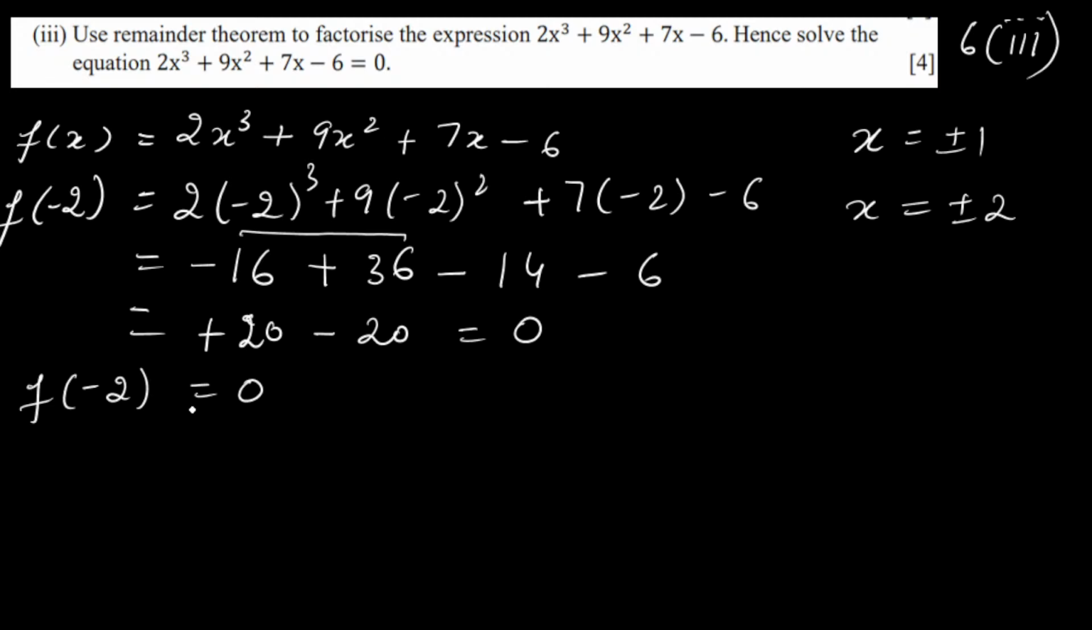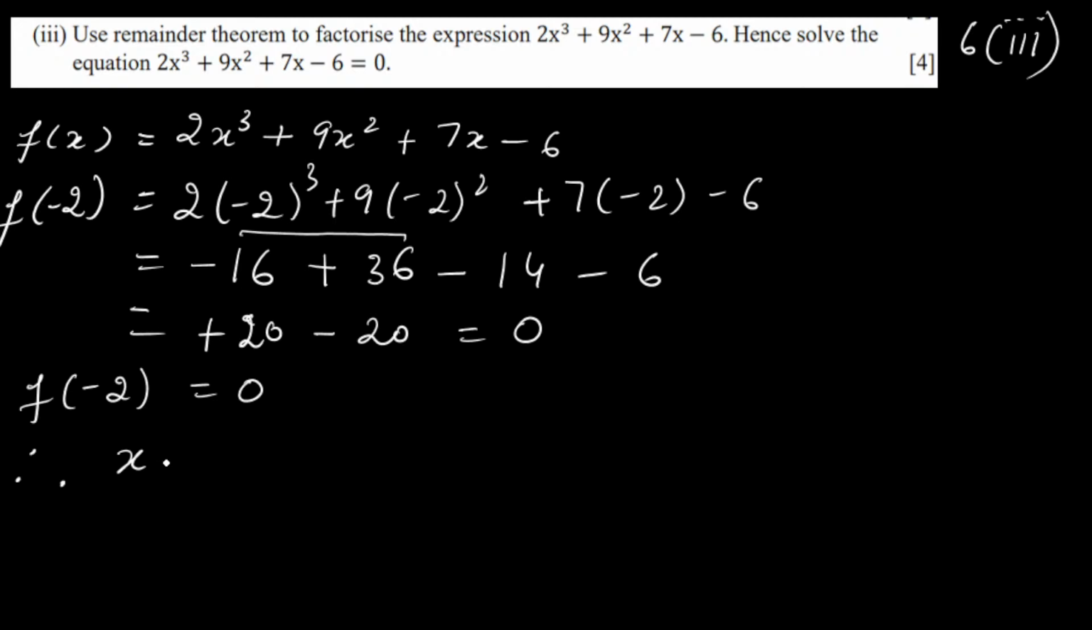See, at minus 2 we are getting the value as 0. So what will be the factor then? We are getting f of minus 2 equal to 0, so the factor you have to tell me. Yes, it is x plus 2, not minus 2. So the factor will be opposite.